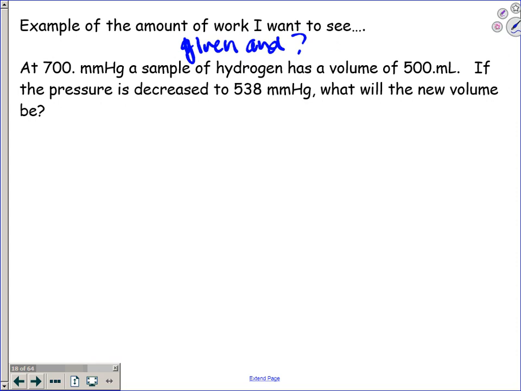All right, at 700 millimeters of mercury, a sample of hydrogen has a volume of 500 milliliters. If the pressure is decreased to 538 millimeters of mercury, what would the new volume be? Okay, so I see there's some information here. I see 3 givens. I see 1 unknown. Cam, what's the first given? So 700 what? Mercury. Okay, so of the 4 variables, P, V, N, and T, which is that? Everybody, what is that? P. How do you know it's P? That's a unit of pressure. Good, so you recognize the unit as a unit of pressure. That's the first thing. You need to write P equals 700 millimeters of mercury.